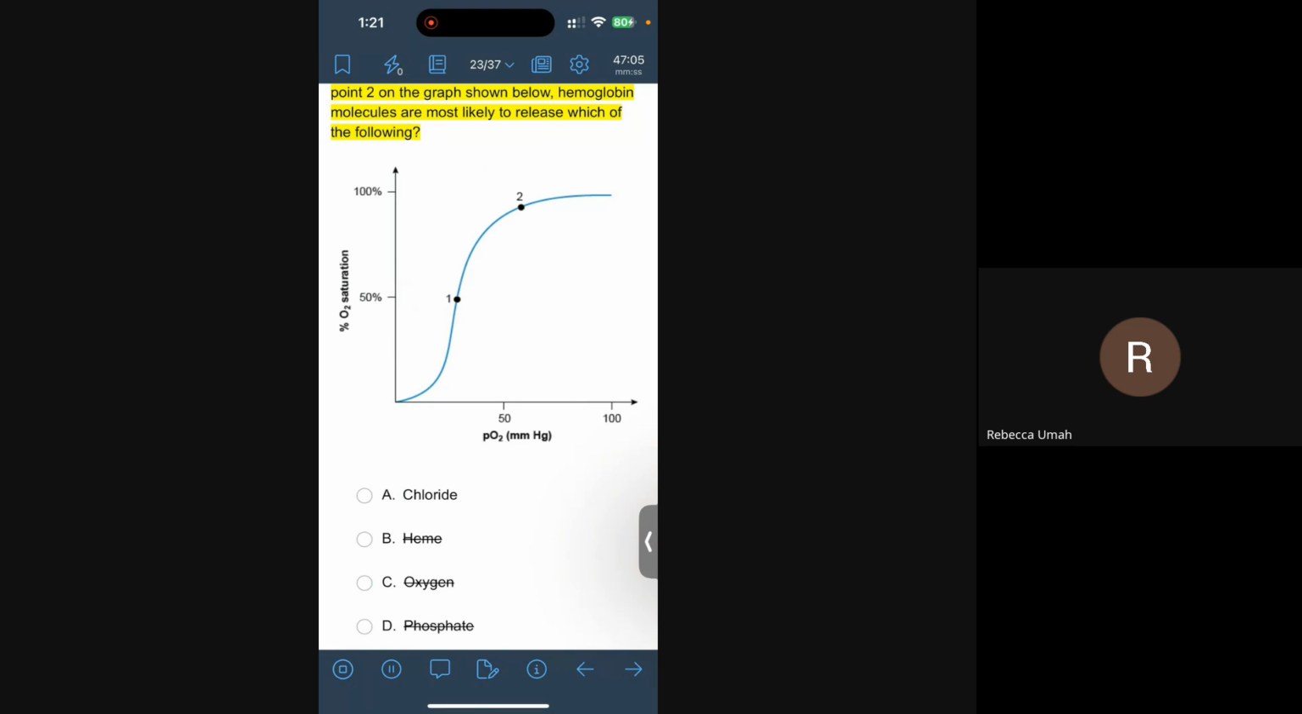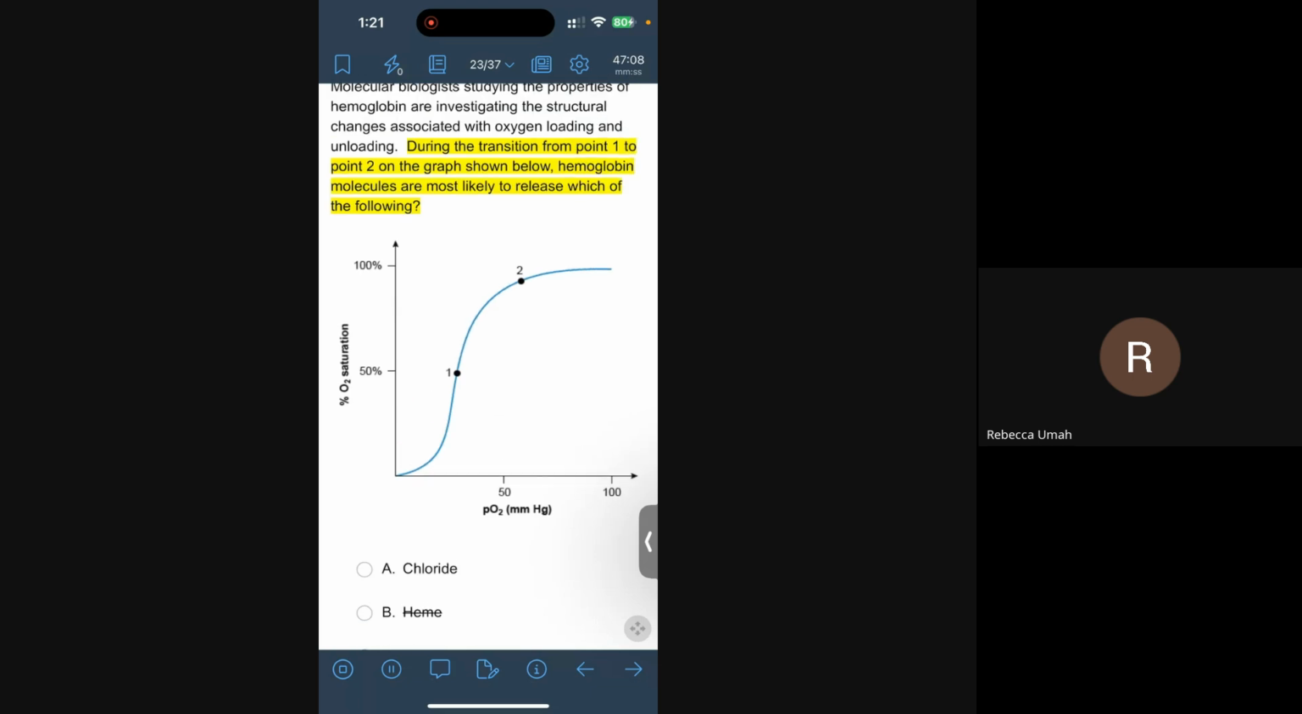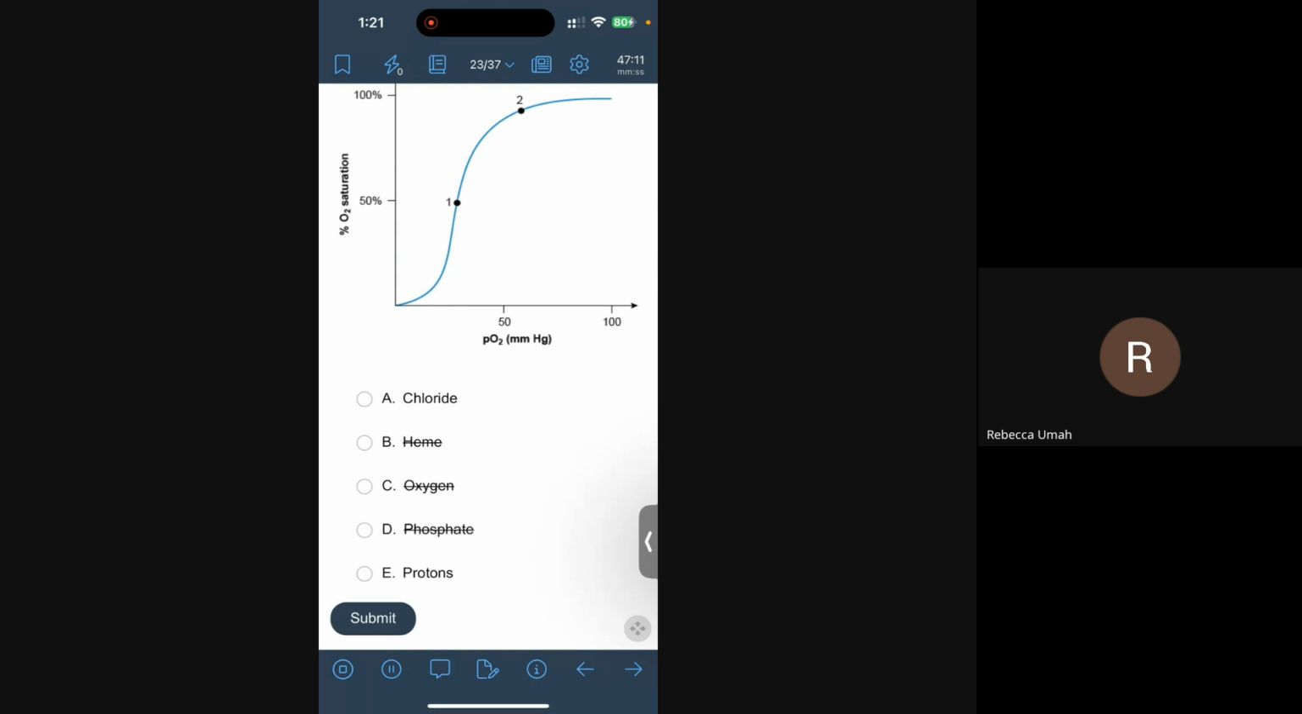And we are seeing at point 2, the oxygen saturation is increased, so it will increase the oxygen binding capacity, so that more oxygen is bound to the hemoglobin. To bind more oxygen, what is it going to release? Protons. I did not understand the question. Is it oxygen loading or oxygen unloading? What do they want? Oxygen release means pH is going to be reduced. It's going to favor oxygen release.